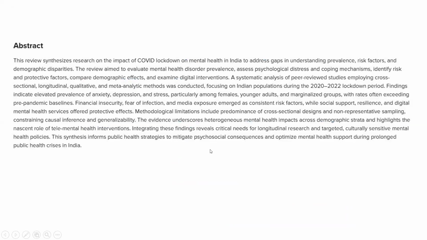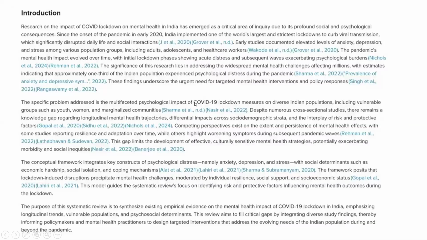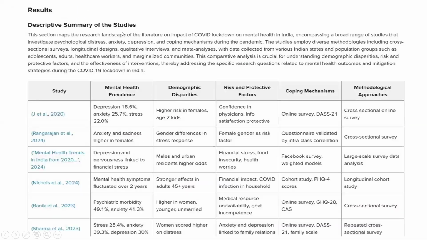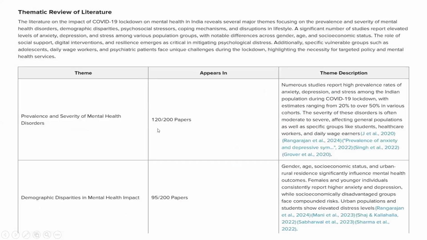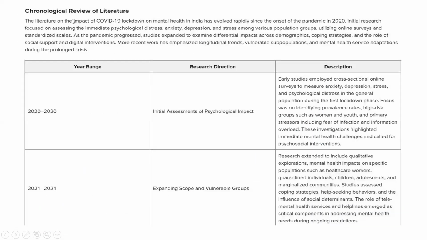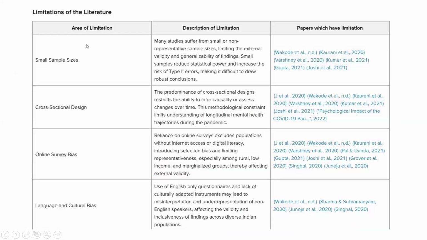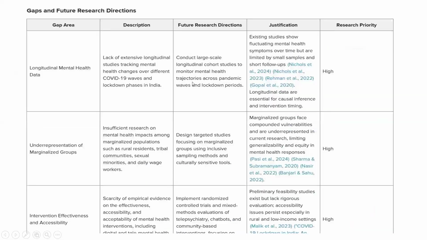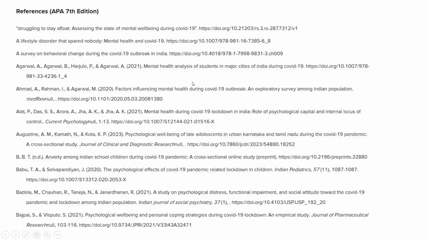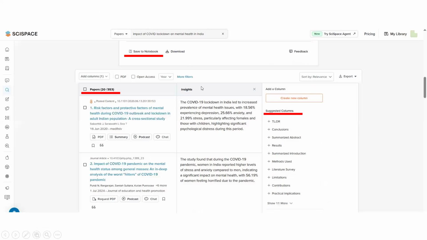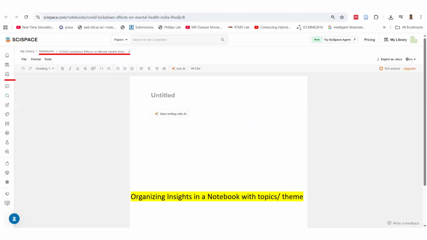See, this is how it looks: abstract, introduction, methodology, results, citation analysis, thematic review, chronological review, other, see all details, limitations in the literature. So all these tables were created by this tool, and the references, right? It's one of the best tools. Now you can create multiple columns. You can save any of this information to the notebooks.